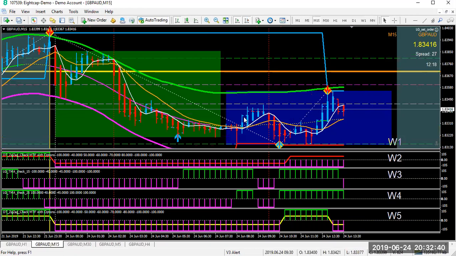Okay, the other line that you may notice is just this white line. This white line is a little brother of the orange one. The orange timing line is a 15 period. The white is a 5.